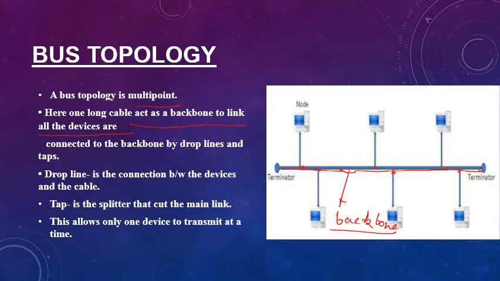A drop line is the connection between the devices and the cable. All these are drop lines, the connections between the devices and the cable. A tap is a splitter that cuts the main link. This allows only one device to transmit at a time. Here only one device can transmit data at a time. This topology is known as what?